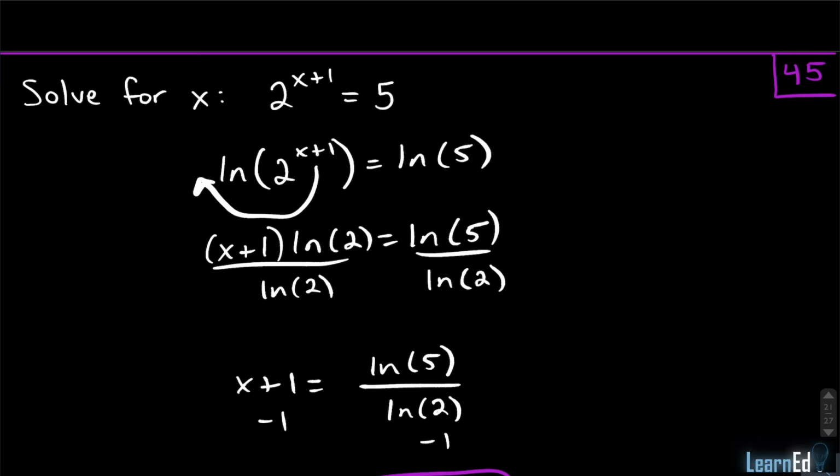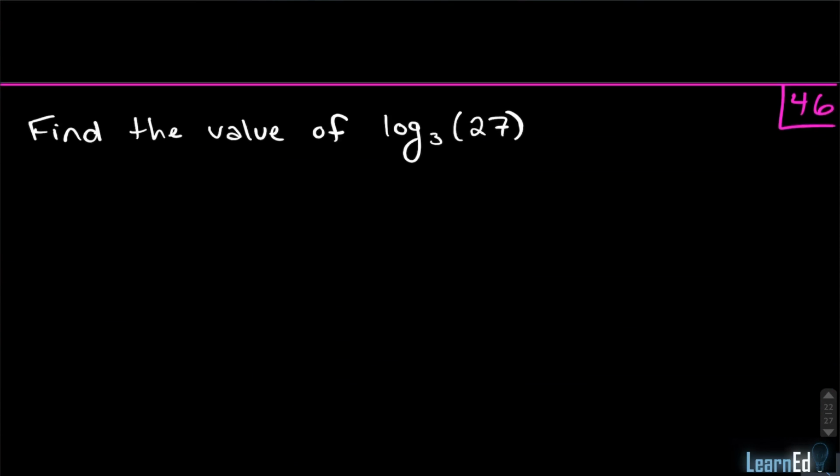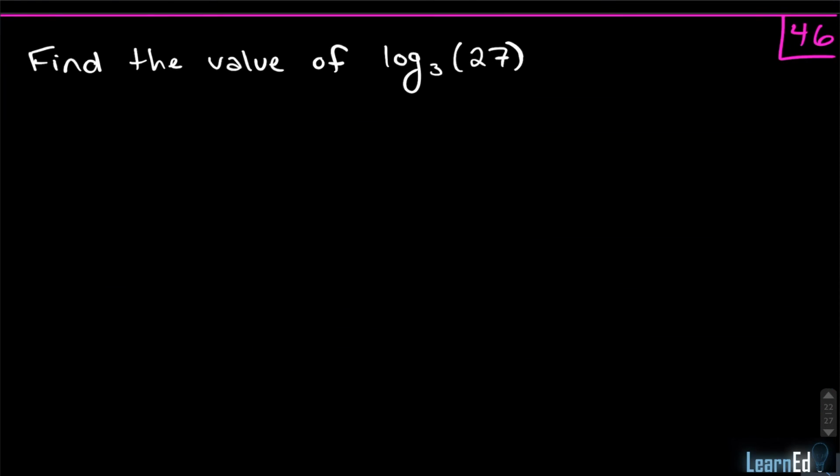Okay, meaning you divide that natural log of 2 away and you're good, and you subtract the 1. Anyways, moving on to what was supposed to be the full natural log section and logarithmic stuff. We want to find the value of log base 3 of 27.